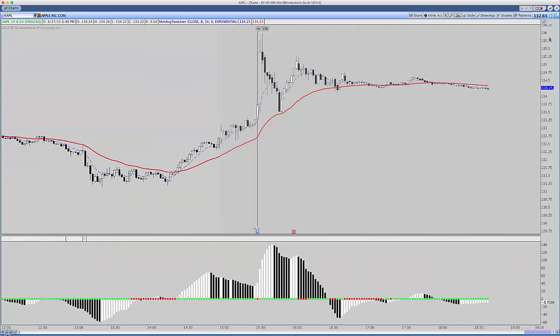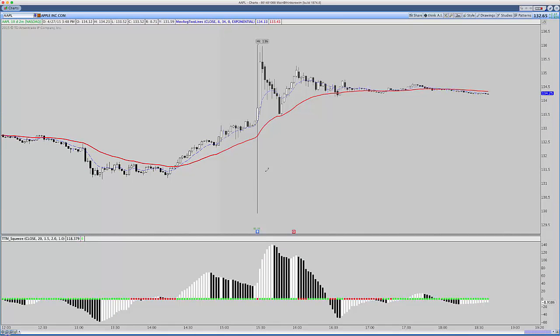So if we come over and look at Apple during the after hours, because earnings are already out, we can see that we have a high during the extended session there around 136. The low after that move was 129.91, and I'm going to be looking for Apple to move higher into tomorrow.